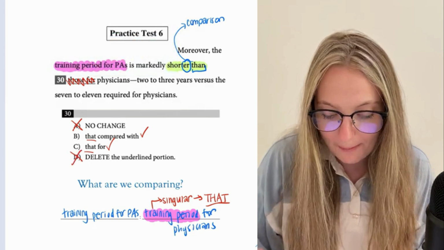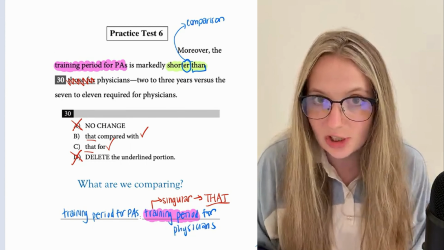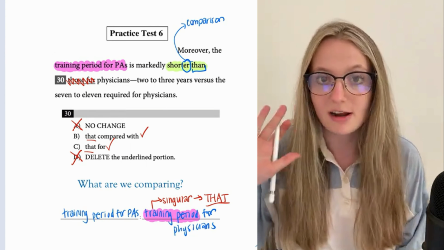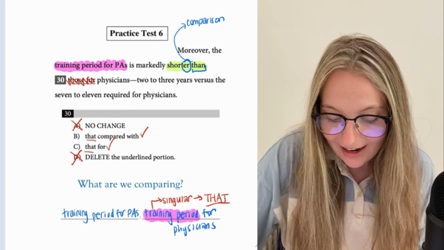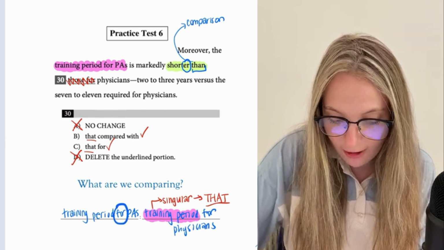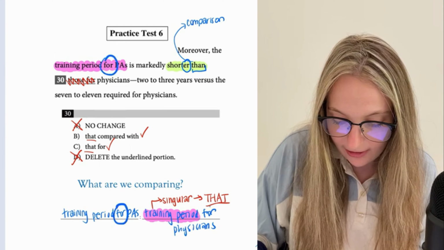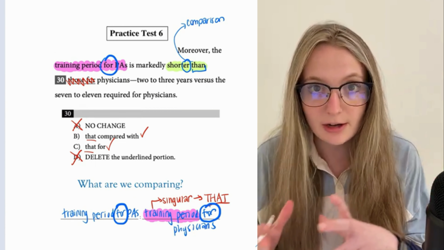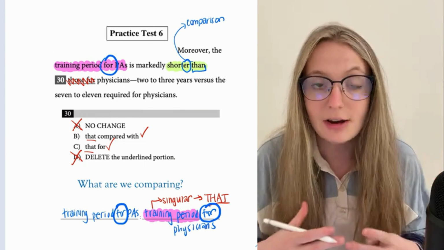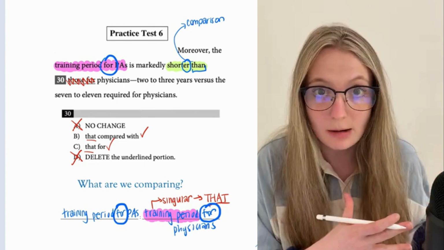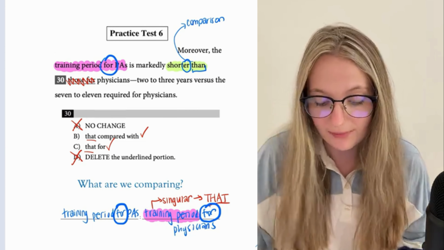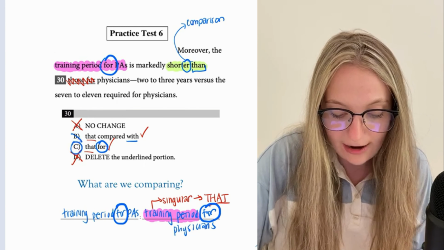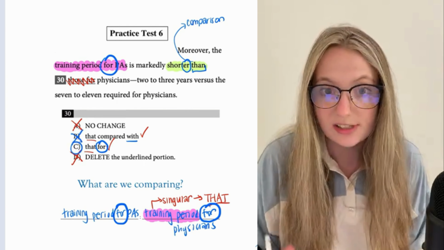All right, so now we're between B and C, and you might be tempted to go with B because it says "compared" in there. It's on the vibe of a comparison, but we don't want to do that. Again, we're comparing the training period for PAs, it says right here, to the training period for physicians. So in order to keep the structure as similar as possible across the board for the comparison, we want to keep whatever word they opted for when they initially drew the comparison. So we prefer not "with," but instead the word "for" to keep the comparison as level as possible. So C would be correct here.